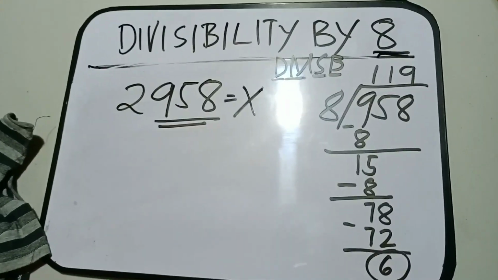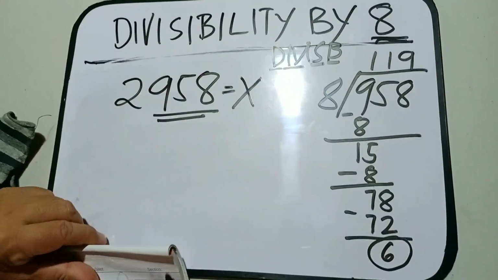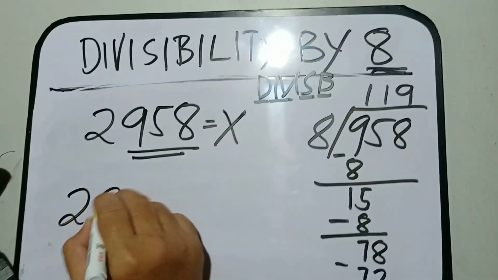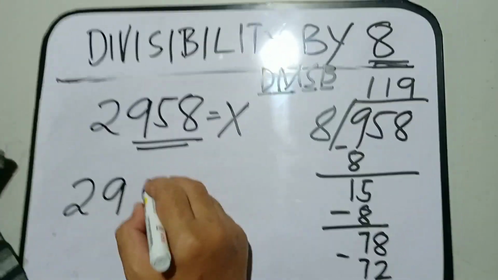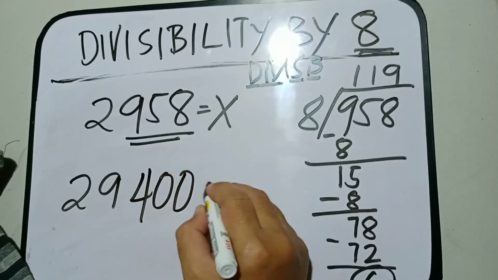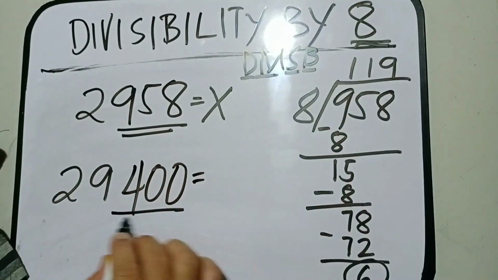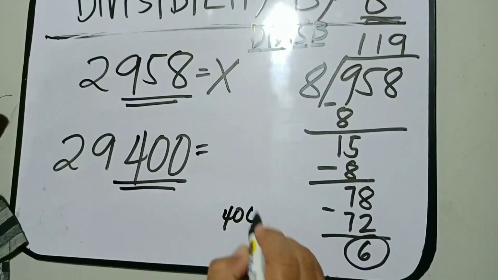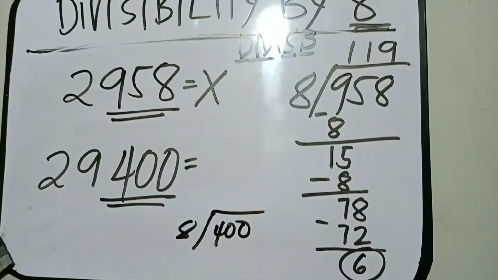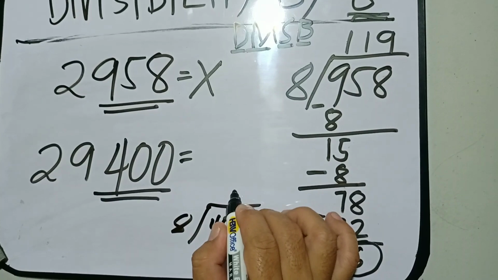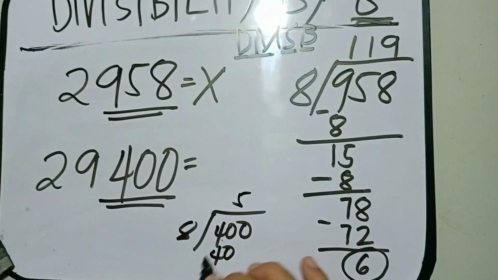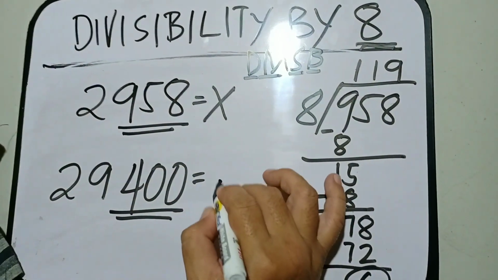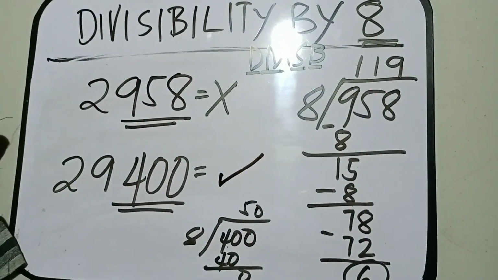Next example. Let's say you have 29,400. So, last 3 digits, titingnan natin. So, 400 divided by 8. So, say 400 ba ay divisible by 8? 40 divided by 8, 5. 40, bring down 0. Okay, so that means divisible siya by 8.